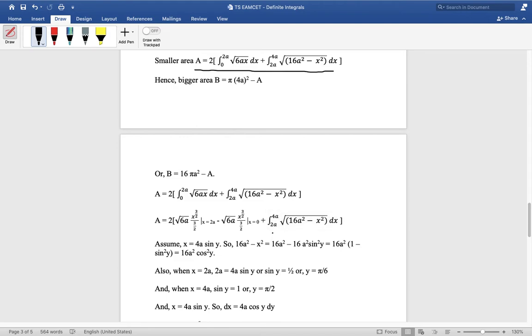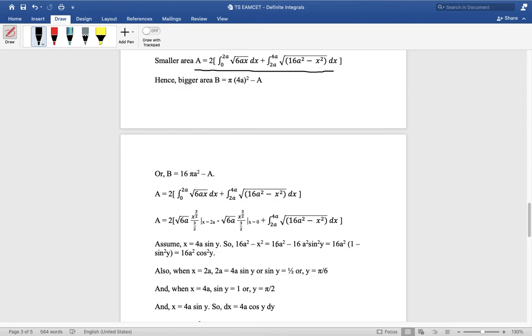Also, since I am doing substitution, the value of the upper and the lower limit will also change. When x equals 2a, what will be sin y? Sin y will be half. That is, y is equal to what? 60 degrees or pi by 6. When x equals 4a, so 4a equals 4a sine y. What is sine y? Sine y is 1. That means y is equal to 90 degrees or pi by 2.